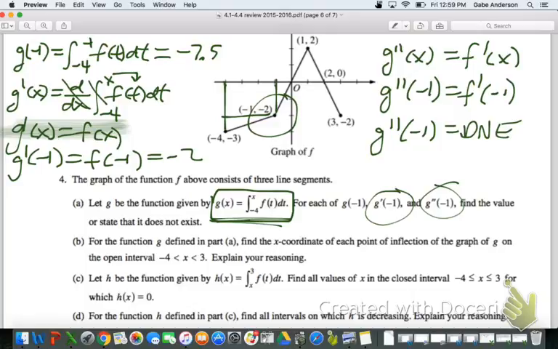They kind of gave you a little hint here. They said find the value or state that it does not exist. It'd be sort of cruel to say that and then have all of them exist, right? And so maybe that's a hint. It's possible that they could do that to you, but that was a hint to at least consider that, and that's the one that doesn't exist.